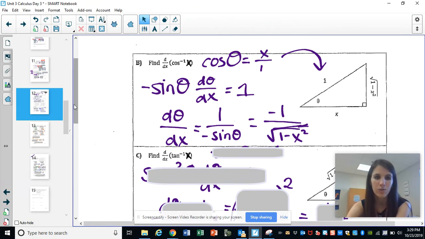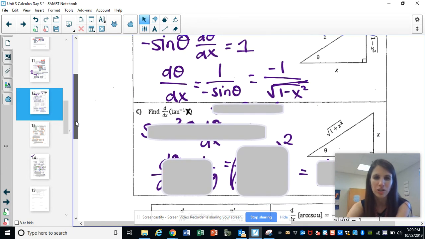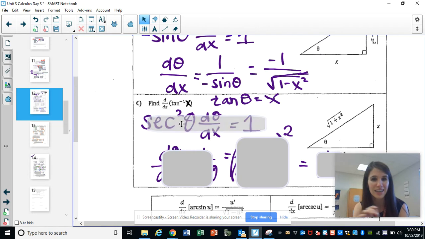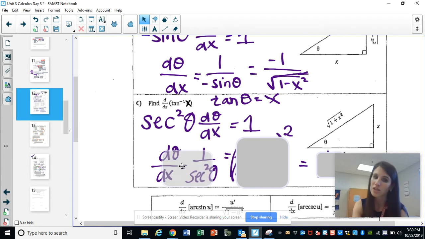Great. And one more that I'm going to show you how to do, and that's tan inverse, or inverse tangent. So what are we looking for? We're looking for when tangent of theta is equal to x. Let's take the derivative. What is the derivative of tangent of theta? You should have this memorized, you've got to have it memorized. Secant squared. So secant squared of theta, d theta dx, is equal to the derivative of x, which is 1. We're solving for d theta dx: 1 over secant squared theta.